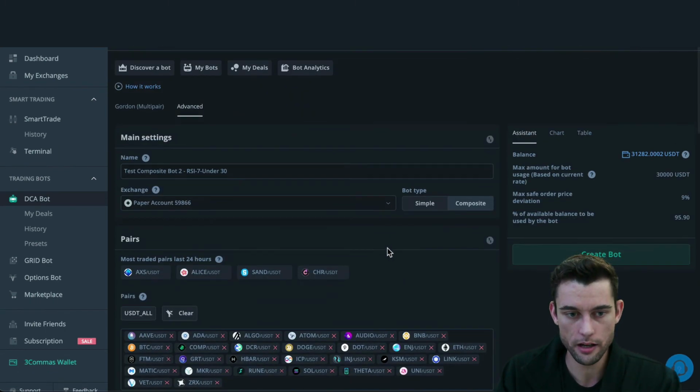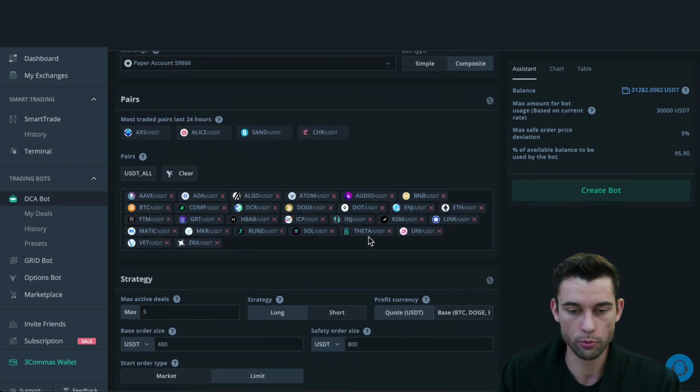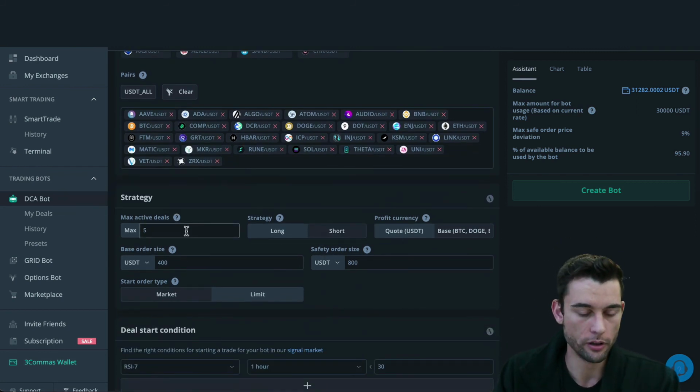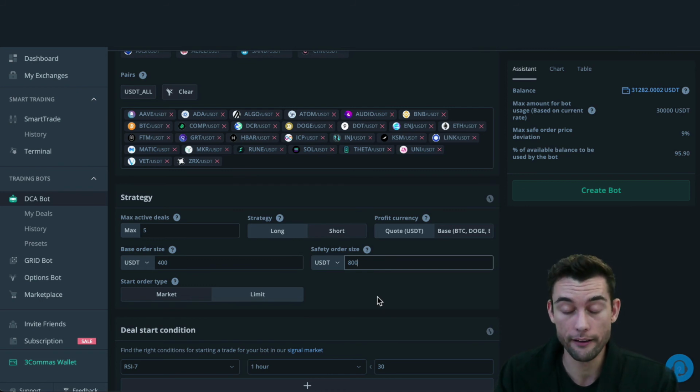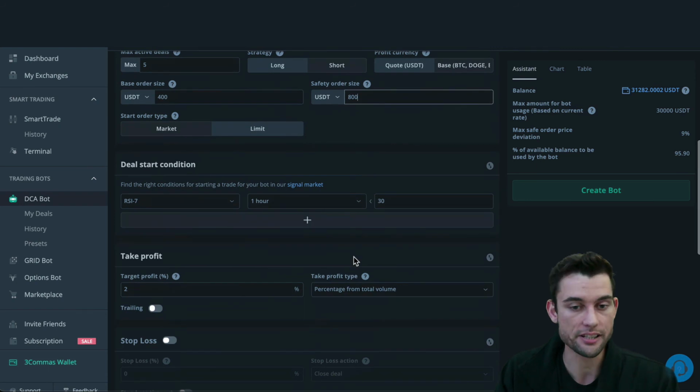Top down, once again: test Composite Bot, RSI 7 under 30, exchange is the paper trading account. It's a composite bot. We have these coins that it will be scanning to actually trade. The strategy will open up 5 deals maximum at a time. It's a long bot, quote USDT, so we're going to be taking all of our profits in USDT. The base order, we'll put in $400. We'll double that for the safety order, and then we will continue to double our safety orders every single time they get hit. We want to have the limit order for reasons explained earlier.